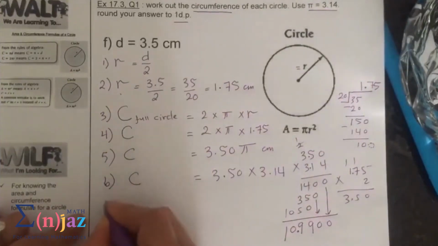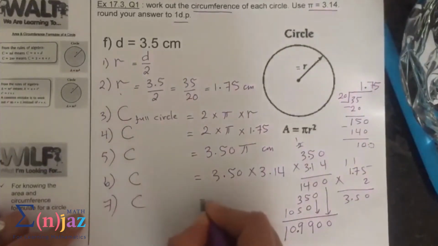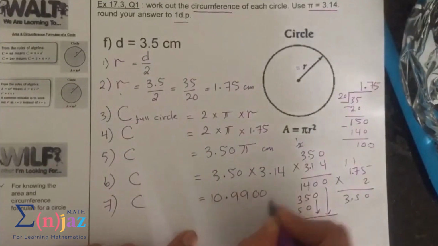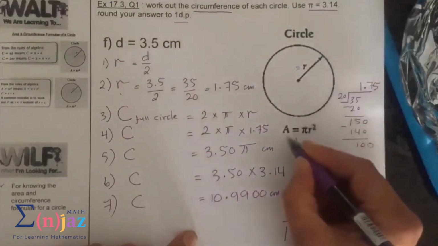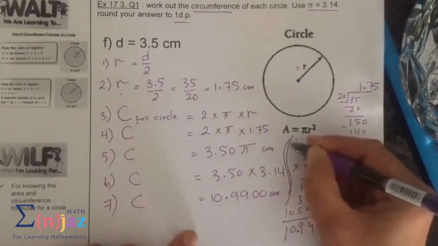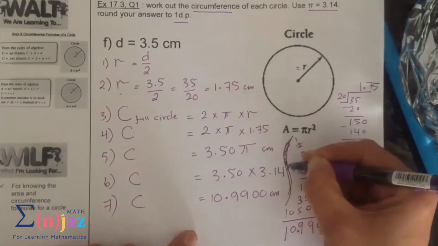And the final answer will be C is equal to 10.99 centimeter. I repeat, it's centimeter.